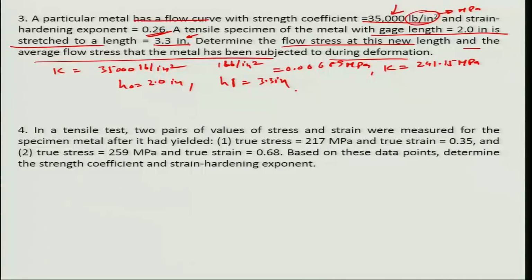So the true strain value in this particular case, epsilon, can be recorded as minus ln of H0 by H1, as per the formulation derived earlier. So minus ln 2 divided by 3.3, in this particular case it happens to be 0.50. Having said that, the flow stress YF, which is needed to be found at this new length, can be written down as K epsilon to the power of n.